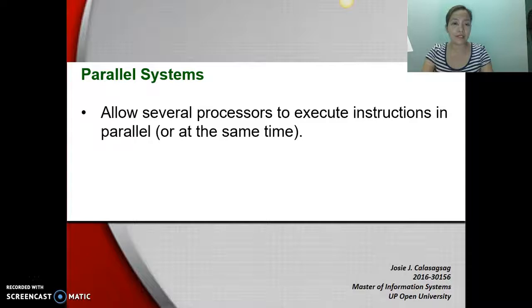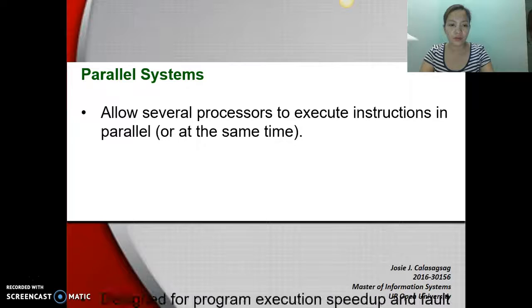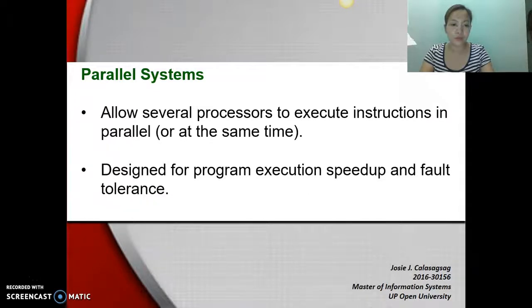Parallel systems allow several processors to execute instructions in parallel, or at the same time. That means simultaneous use of multiple computer resources that can include a single computer with multiple processors, a number of computers connected by a network to form a parallel processing cluster, or a combination of both. This is also designed for program execution speed up and fault tolerance.